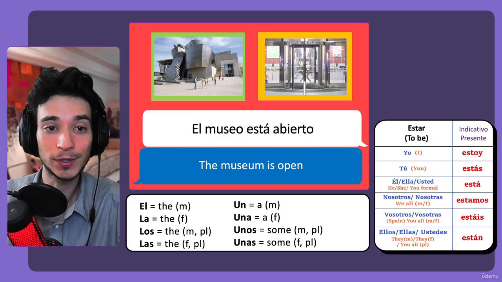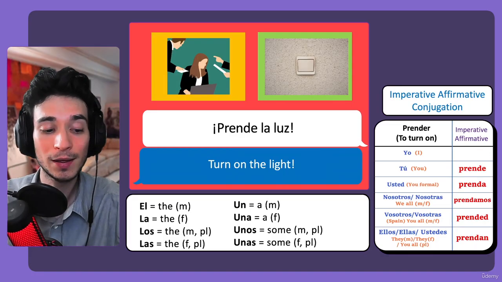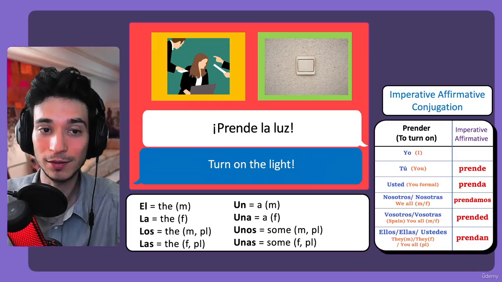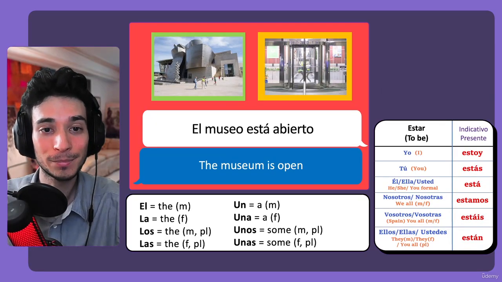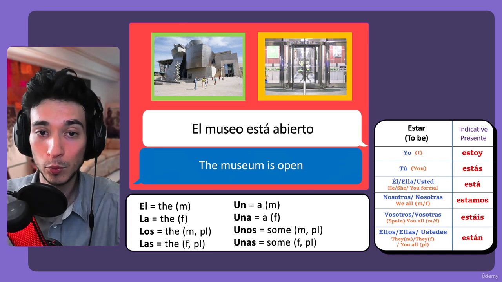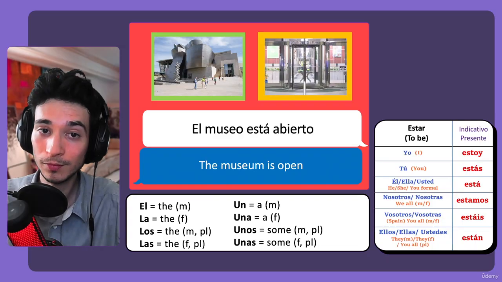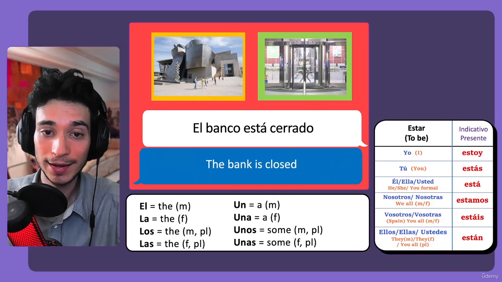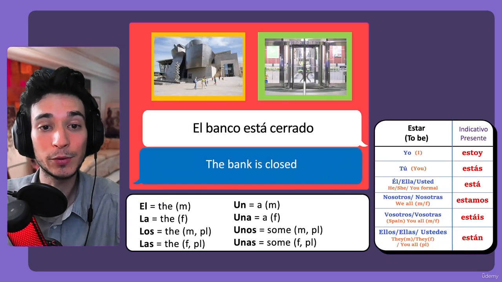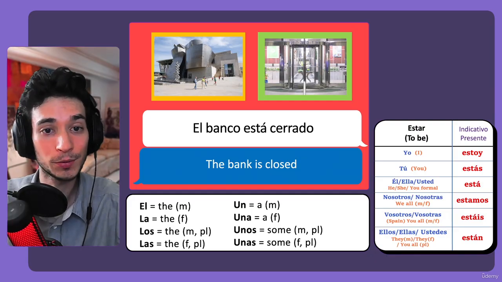And let's try the next example. So play around with our conjugator webpage, and you can get more ideas from there. And you'll understand it better. And the next one is el museo está abierto. The museum is open. And the next one, el banco está cerrado. The bank is closed.